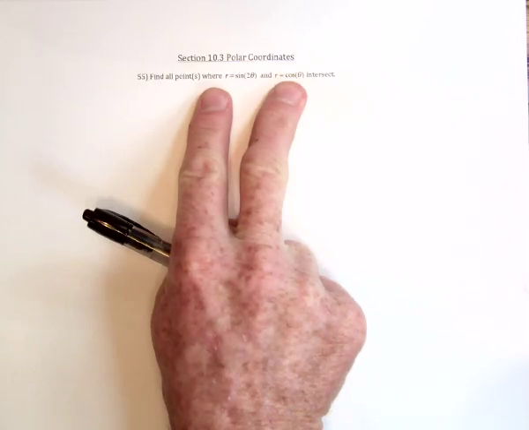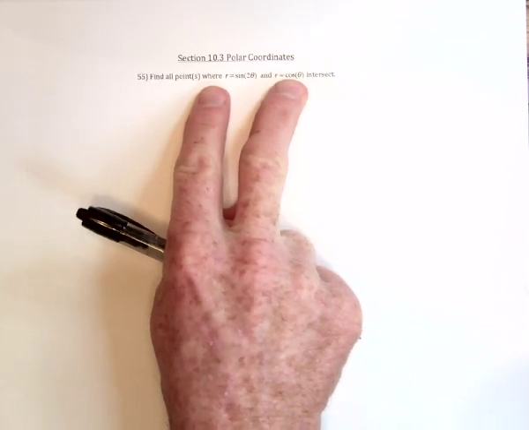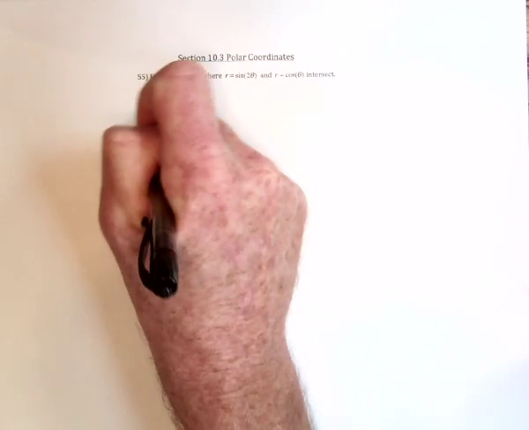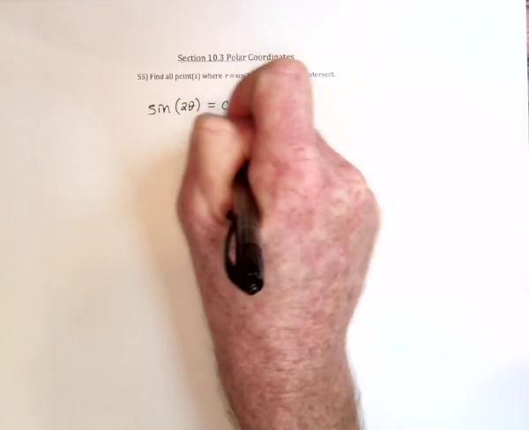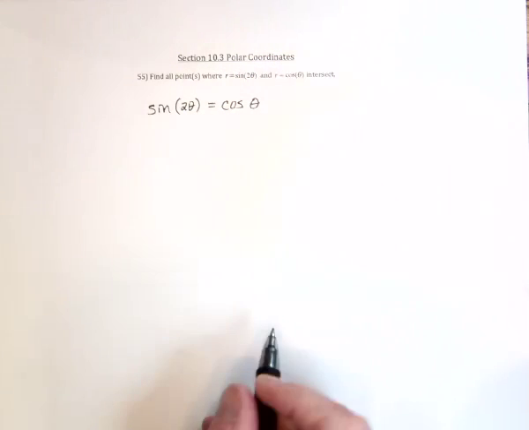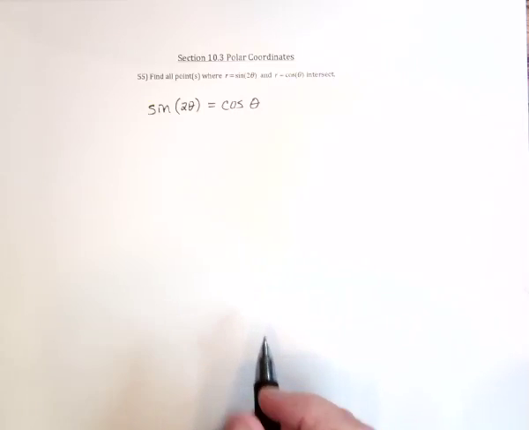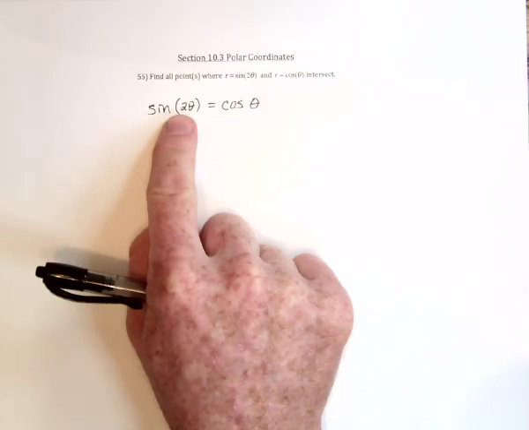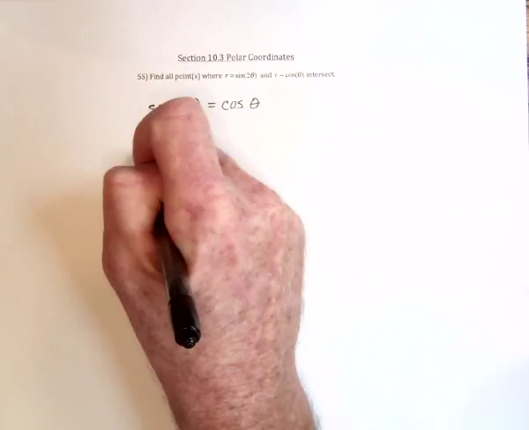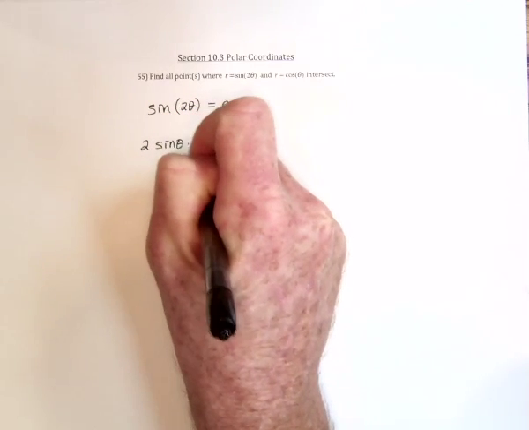Two functions to intersect, you just say, well, they're equal to each other. So when does sine of 2 theta equal cosine of theta? And here's where those trig skills come in. So we need to get this to just be a theta, not a 2 theta. Consequently, we need a trig identity for sine of 2 theta, which is 2 sine of theta times cosine of theta.